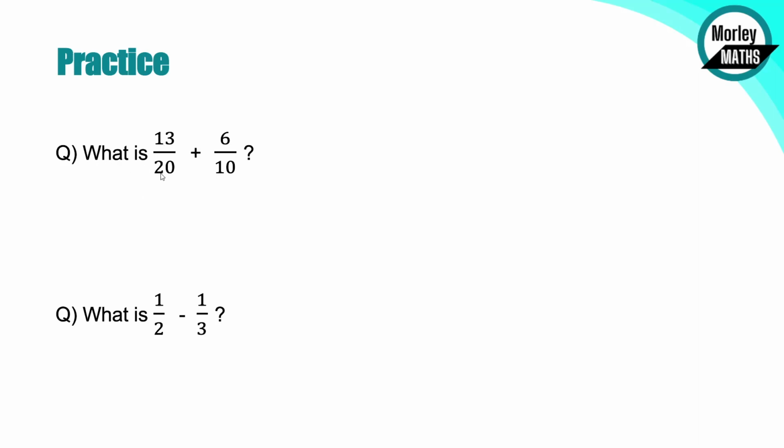So what is 13 out of 20 plus 6 out of 10? So this is quite a nice easy one to get matching, because we can just turn this one that's out of 10 into being out of 20. So we can just double that one. So we've actually got 13 out of 20 plus 12 out of 20. Add those two together and that will give us an answer of 25 out of 20. So that is an improper fraction, so a top heavy fraction. You can simplify that down, so we can actually divide both of those numbers by 5. That would bring us down to 5 out of 4.